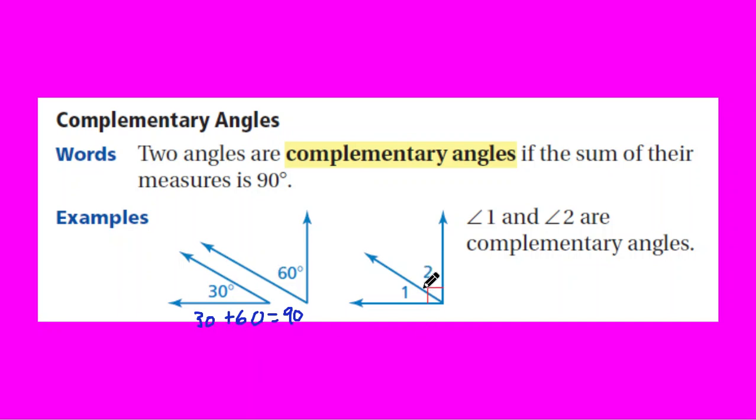In this example over here, number 1 and number 2 are complementary because we can see that these two measures, this angle here, angle 1, and this angle here, angle 2, if we combine those together, it makes this right angle here. And that right angle means 90 degrees, so we know that this is complementary.